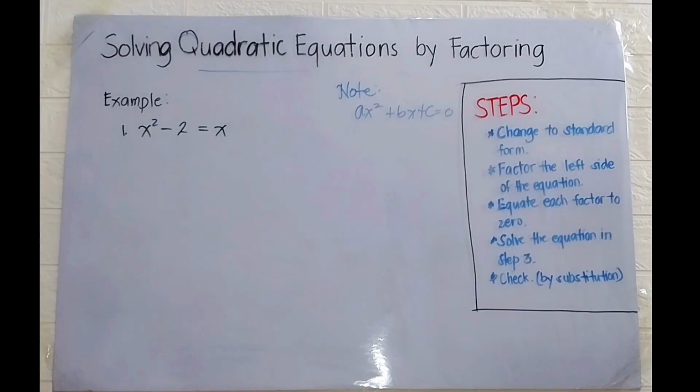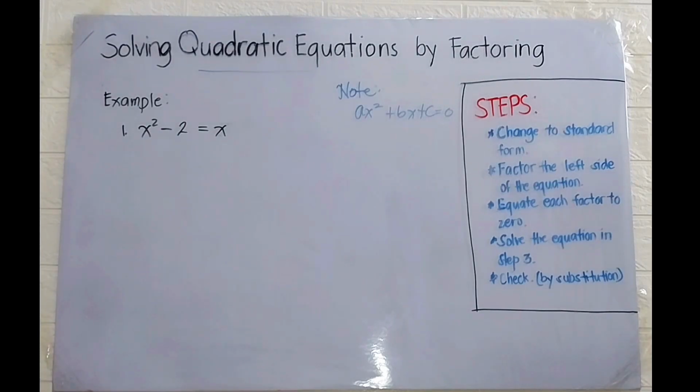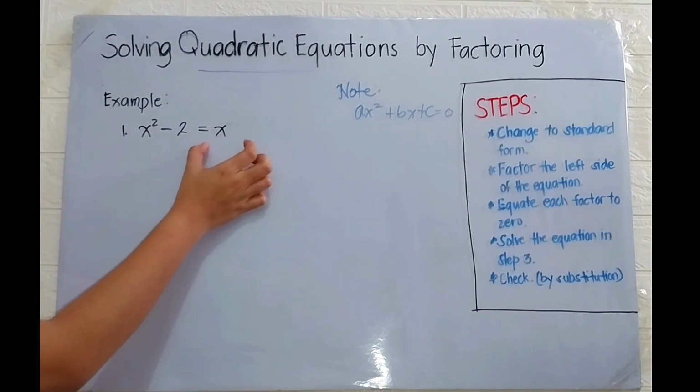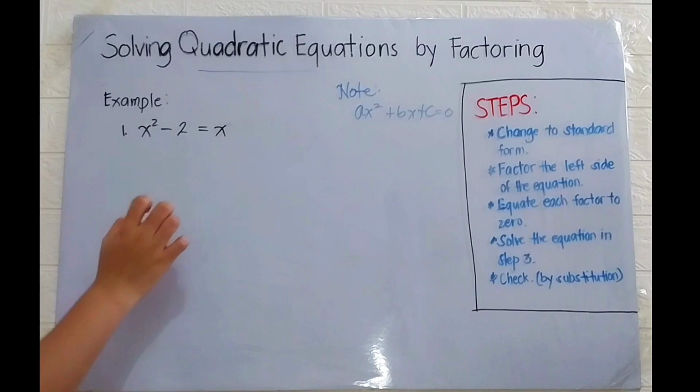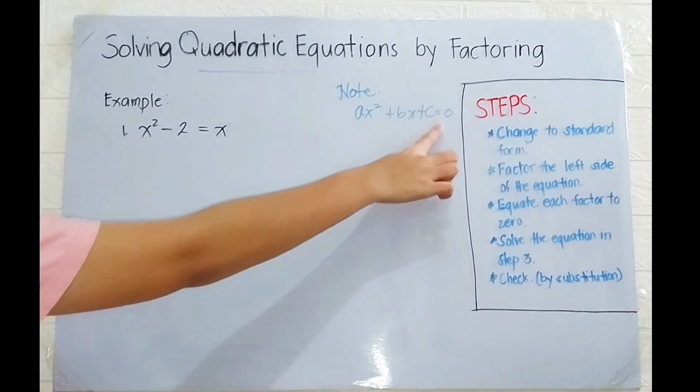Understood? Okay, so let's have another example. Our next example is x squared minus 2 equals x. As you can see, our given is not yet written in standard form, so we're going to rewrite it in standard form. The x here will be transposed to the other side of the equal sign to make it ax squared plus bx plus c equals 0.